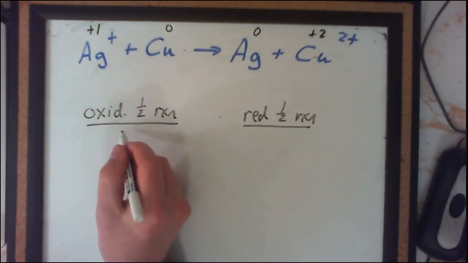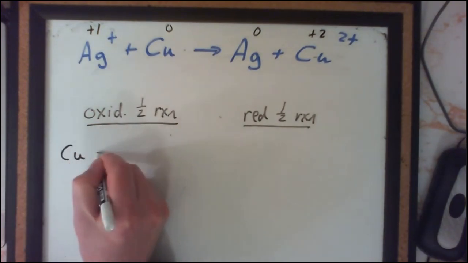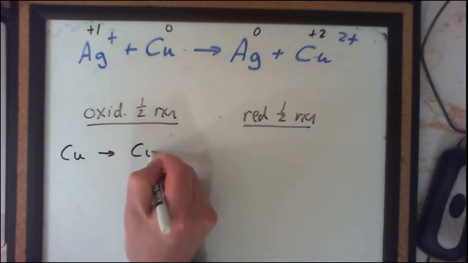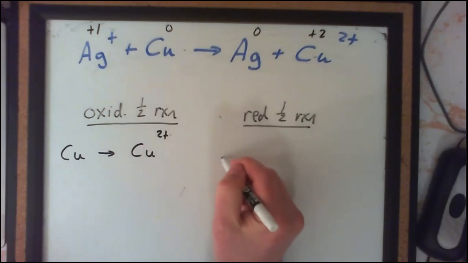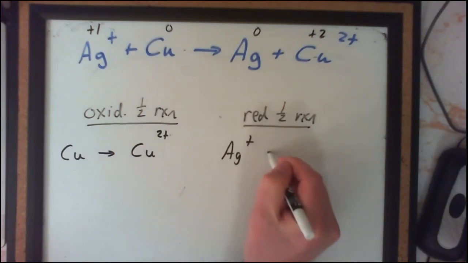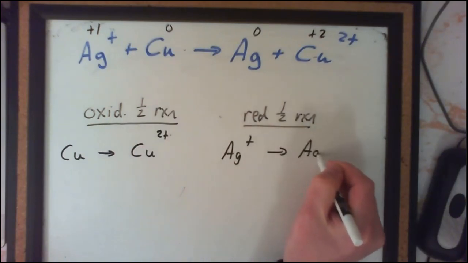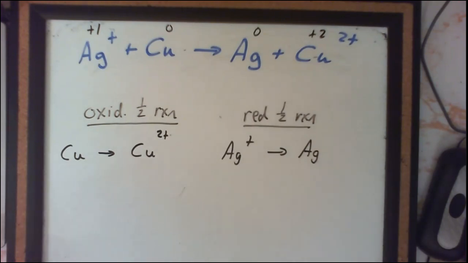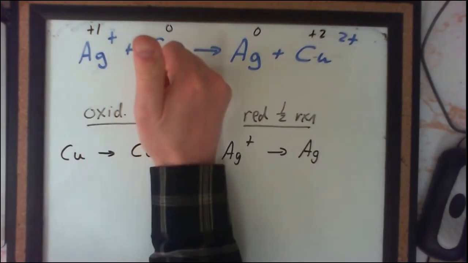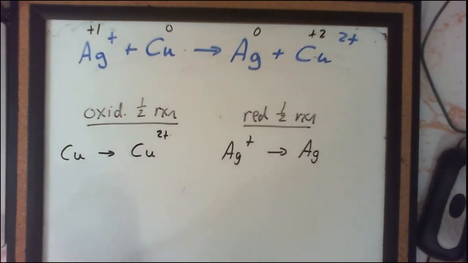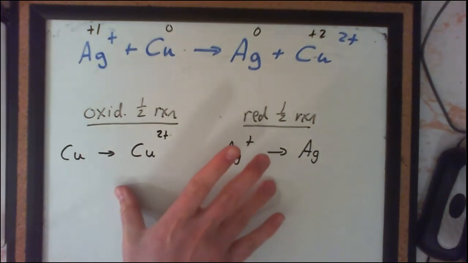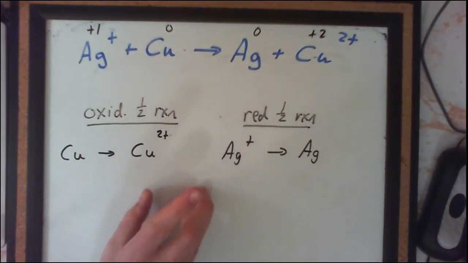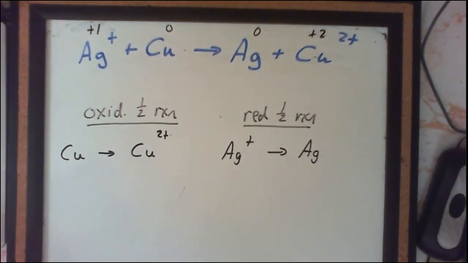So the oxidation half reaction will only involve what's happening with copper, and the reduction half reaction involves silver, going from silver ions to elemental silver. Those were two very quick examples of how to go from an overall reaction to its two half reactions. Notice that at all times, whether it's originally unbalanced or in the end balanced, we should be able to add the two half reactions back together to give us back our overall reaction.